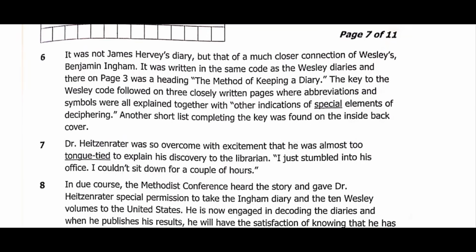Then paragraph 6. It was not James Harvey's diary, but that of a much closer connection of Wesley's, Benjamin Ingham. It was written in the same code as Wesley's diaries, and there on page 3 was a heading, The Method of Keeping a Diary. The key to Wesley's code followed on 3 close-written pages where abbreviations and symbols were all explained together with other indications of special methods of deciphering. Another short list completing the key was found on the inside back cover.